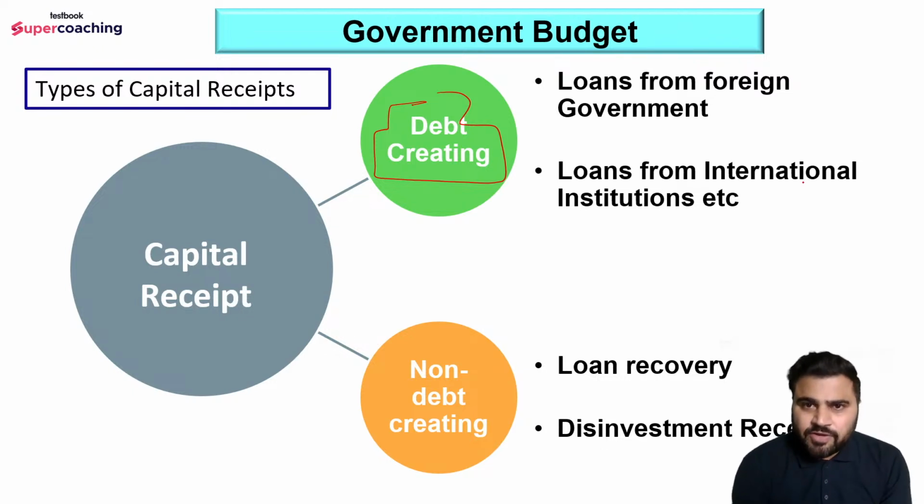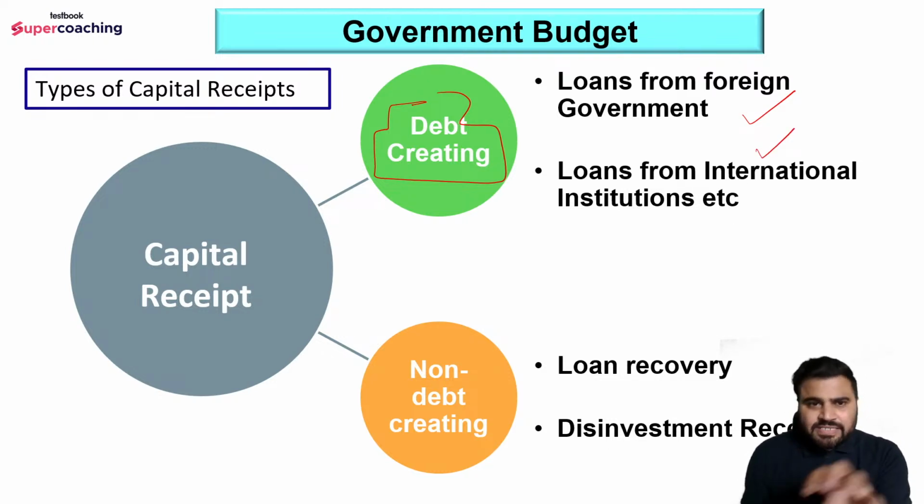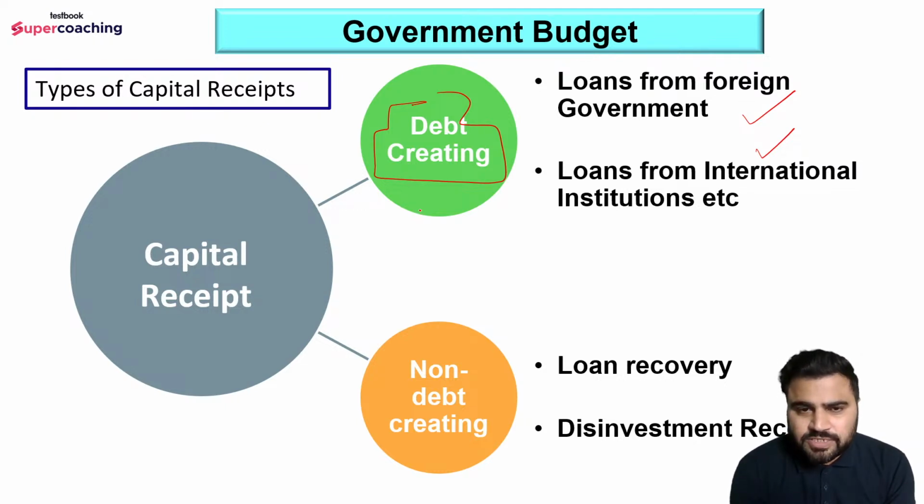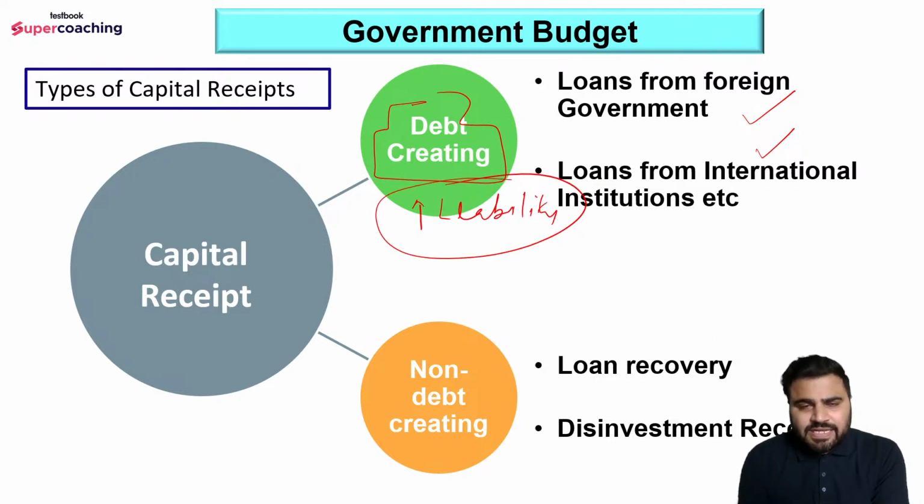So for example, if government is borrowing loan from foreign government, if government is borrowing from international institutions, so though government is borrowing, government is receiving the money, government is having the receipt, but ultimately liability is being created here, right? Liability यहाँ पर बढ़ गई because whatever borrowing government is making right now, that has to be repaid in the future. So that is the liability. So debt creating capital receipts are those receipts which increase, which raise the liability. ठीक है, तो जहां पर भी लाइबिलिटी बढ़ रही है गवर्नमेंट की, that would be the part of debt creating capital receipts.